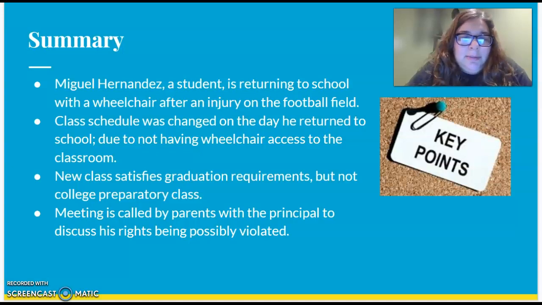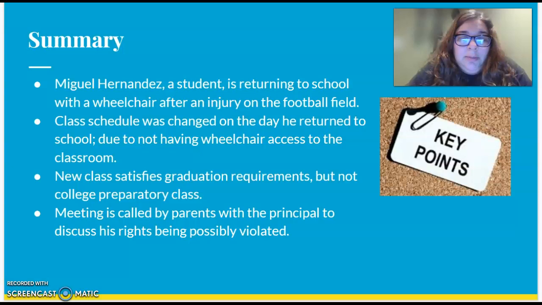In this case, Miguel Hernandez was a student. He was injured while playing in a football game, and he's going to return to school in a wheelchair. When he comes back to school on his first day back, he is notified that one of his classes in his schedule was changed, because they don't have access to the classroom for his wheelchair. The new class does satisfy his graduation requirements, but it is not the preparatory class he needs to attend college.